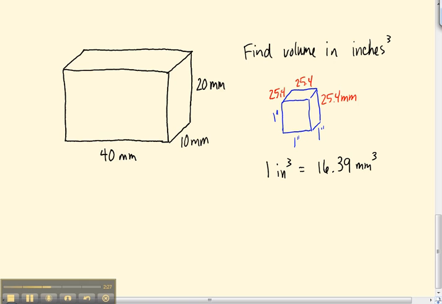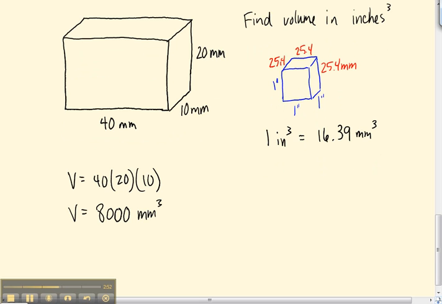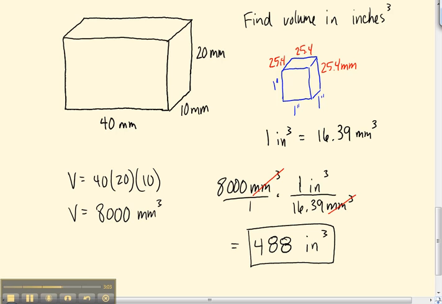Okay, so prior to finding out the volume in cubic millimeters, I first of all figured out what the conversion was between cubic inches and cubic millimeters, and it's 16.39 cubic millimeters per cubic inch. So now all I have to do is figure out the volume in cubic millimeters and then use that conversion factor. So let's go ahead and do that. Okay, so the volume is 8,000 cubic millimeters, and then if you convert that to cubic inches using the conversion factor on the right there, you get the answer 488 cubic inches.